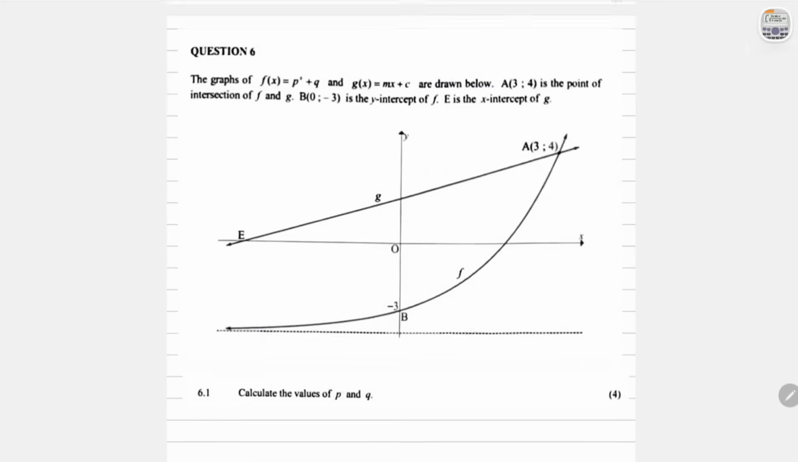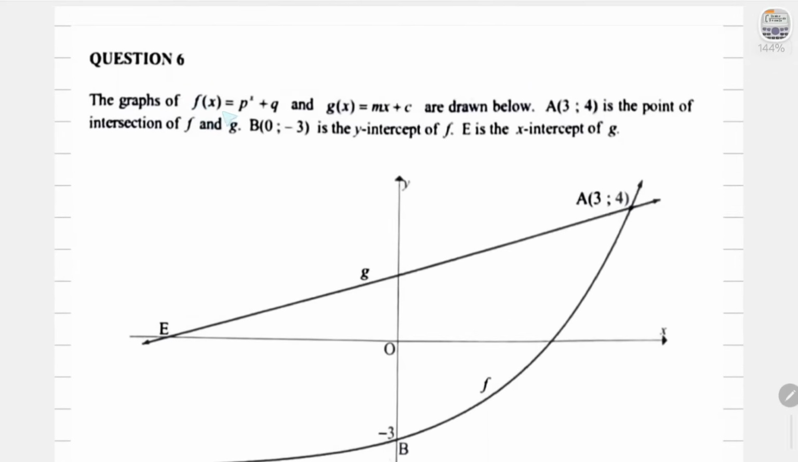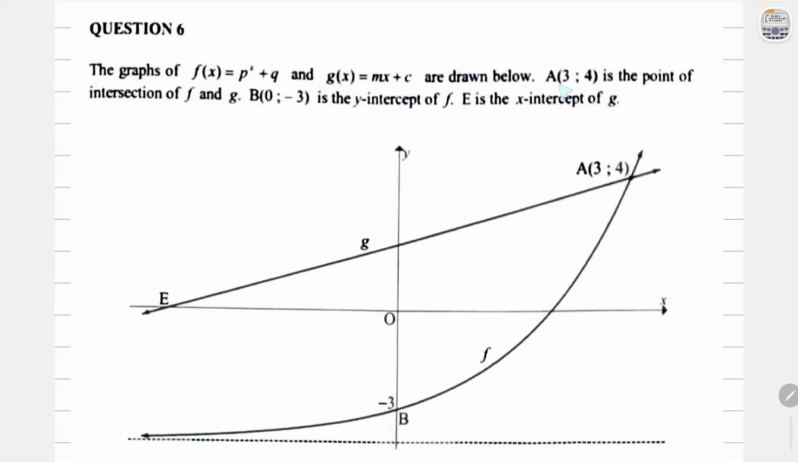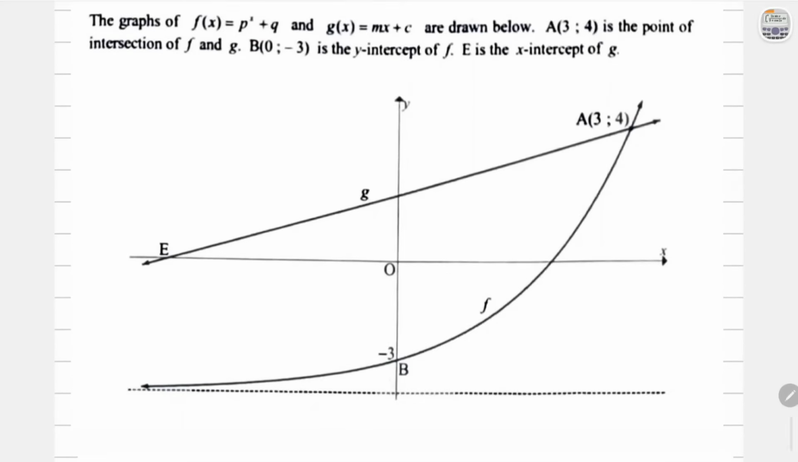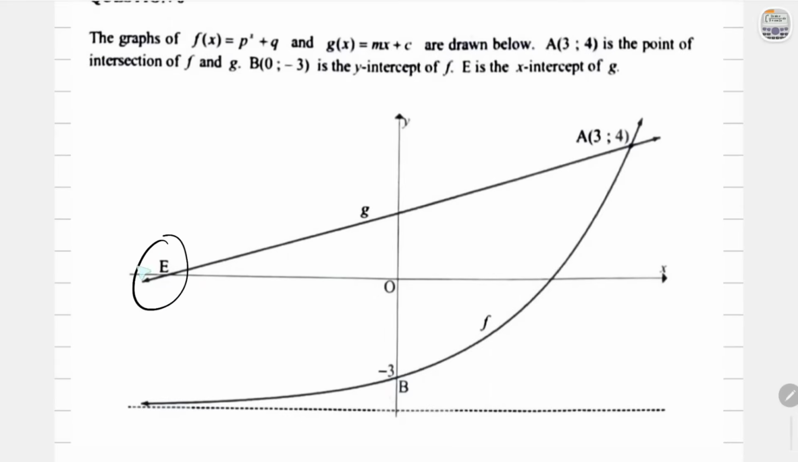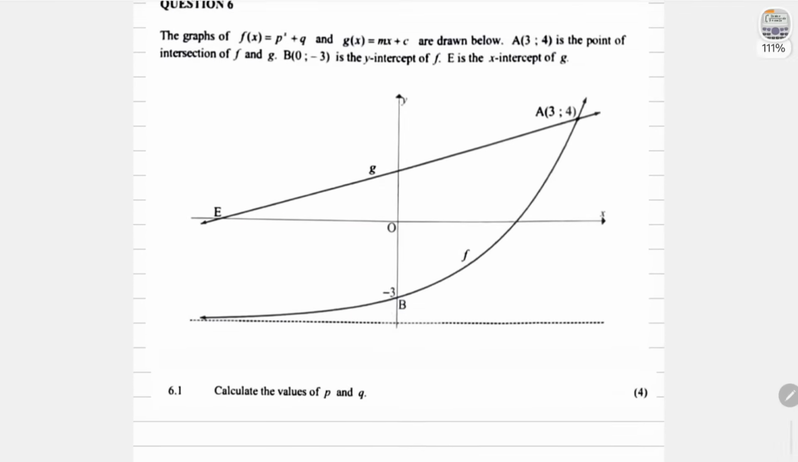Okay, we're on question 6, and question 6 says, the graphs of f of x, which is p to the power of x plus q, and g of x, which is mx plus c, are drawn. Okay, so we've got an exponential function and a straight line. Then they tell us that A, which is (3; 4), is a point of intersection of f and g. Okay, so that's over there. Then B, (0; -3), is the y-intercept of f, as we can see. And lastly, E is the x-intercept of g. Okay, so those are the things that we have.